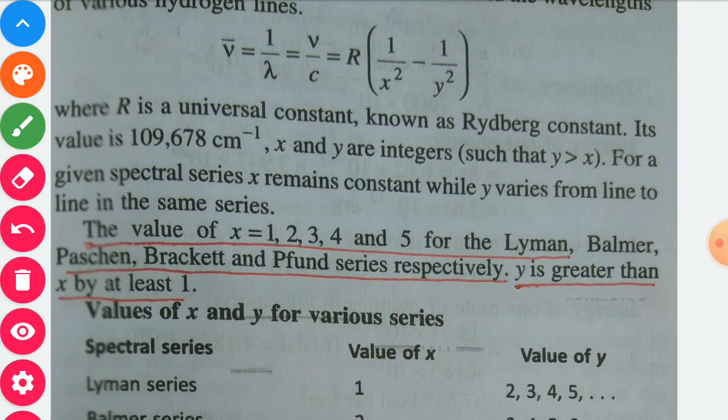The value of x is equal to 1, 2, 3, 4, 5 for the Lyman series, Balmer series, Paschen series, Brackett series and Pfund series. So the value of x for the Lyman series is 1, for the Balmer series it is 2, for the Paschen series it is 3, for the Brackett series 4 and for the Pfund series 5.